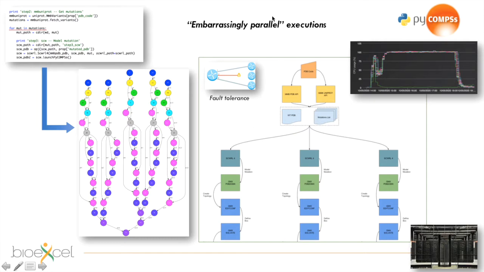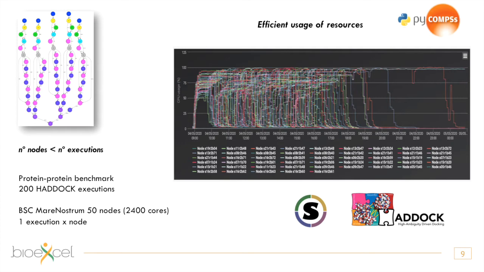This is what we call embarrassingly parallel executions, but you can see here the efficiency of the CPU usage in the MareNostrum4 supercomputer. You can see that all the nodes are working at 100% usage, except the one that is the master execution for the PyCOMPSs framework. So we are reaching a really efficient regime using this PyCOMPSs framework.